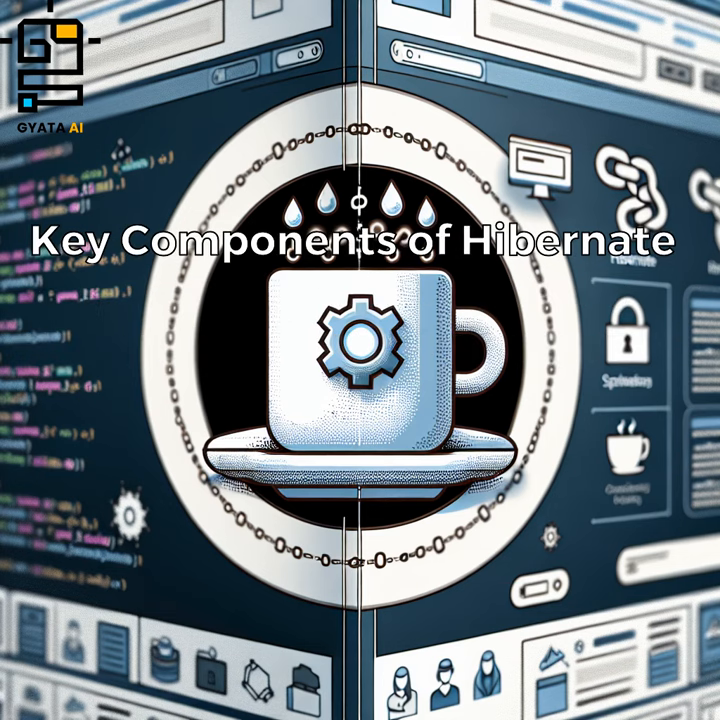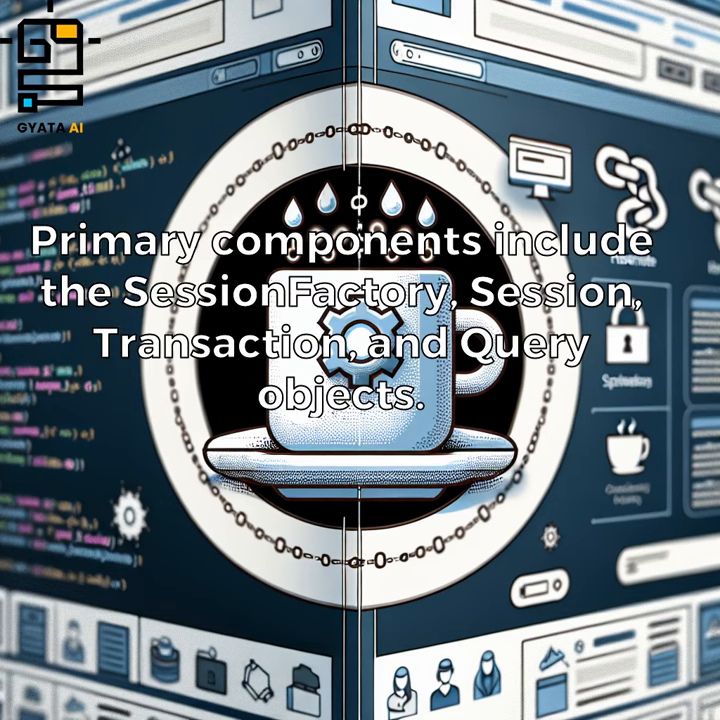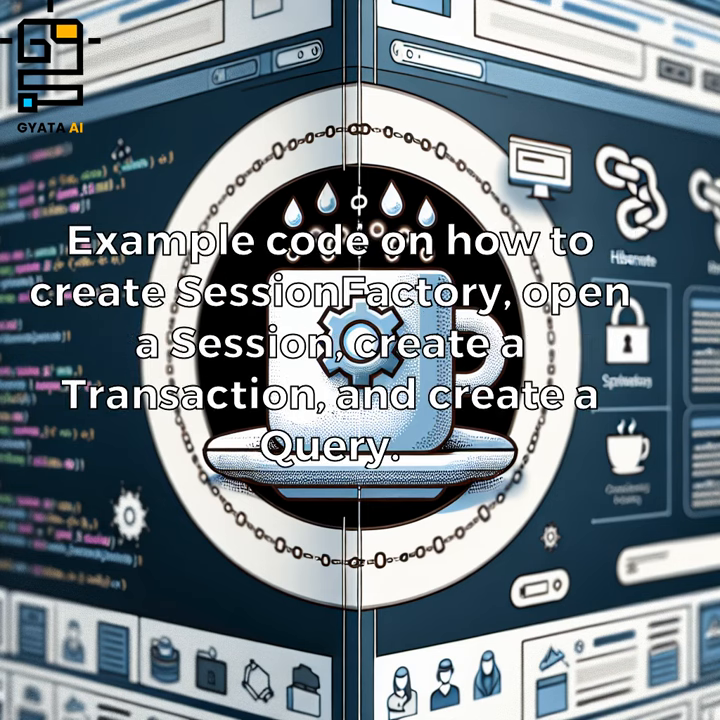Key components of Hibernate. Primary components include the session factory, session, transaction, and query objects. Example code on how to create a session factory, open a session, create a transaction, and create a query.